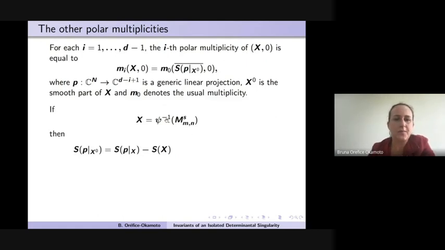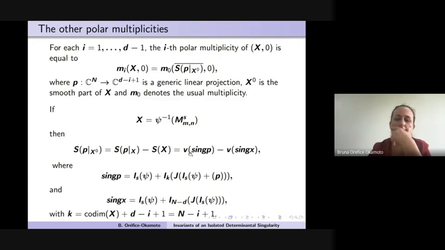If X is given in this way, then this set that appears here is equal to the singular set of P restricted to X minus the singular set of X. And this is equal to V(Sing P) minus V(Sing X), where Sing P is the ideal which defines the singular set of P restricted to X, which is the ideal which defines X plus the ideal generated by the minors of size codimension of X plus d minus i plus 1 of the Jacobian matrix of the map which defines X and P. And Sing X is the ideal which defines the singular set of X, which is the ideal which defines X plus the minors of size codimension of X of the Jacobian matrix of the map which defines X. It's a mess.